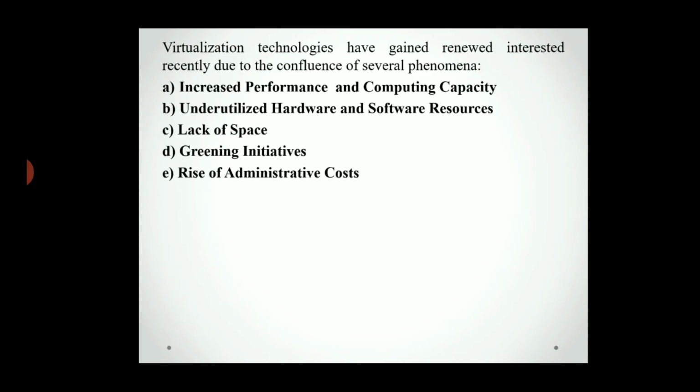Virtualization can help to reduce the number of required servers for a given workload, thus reducing the cost of administrative personnel.